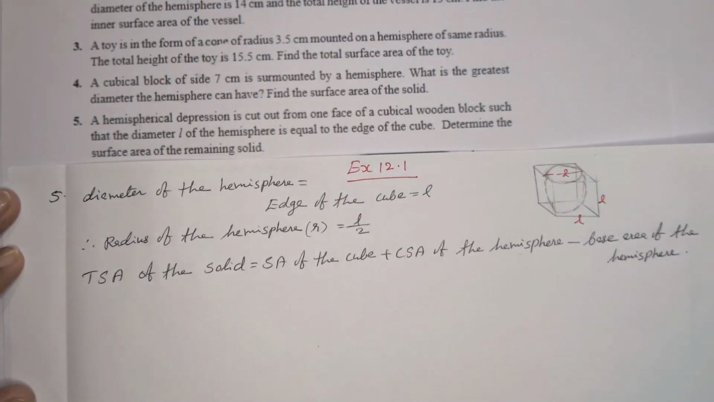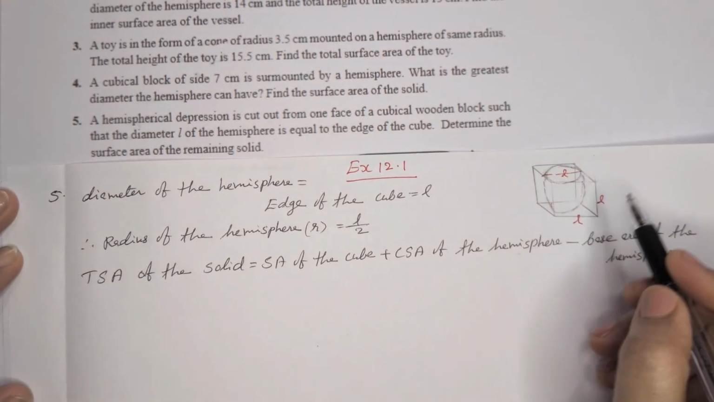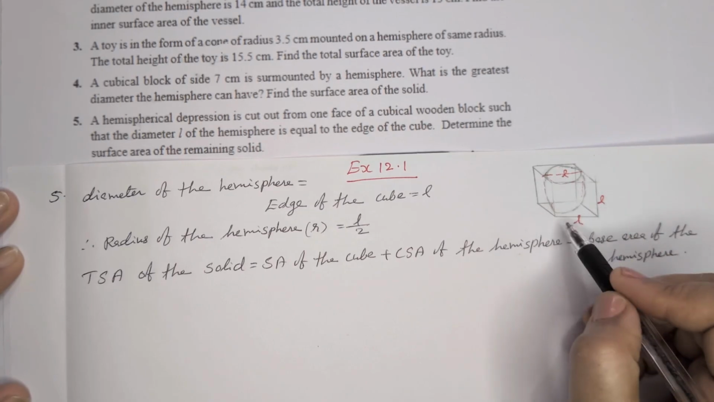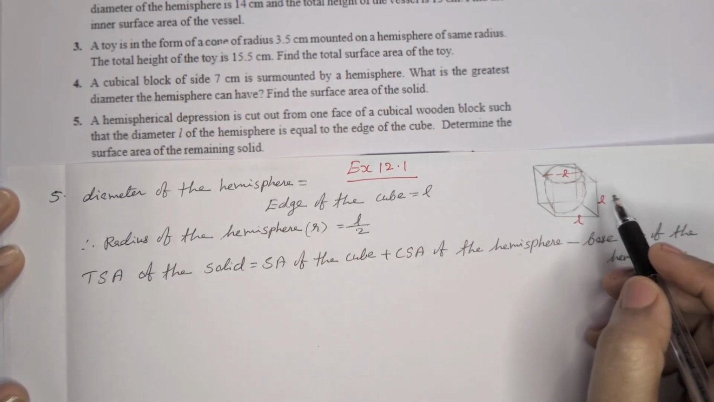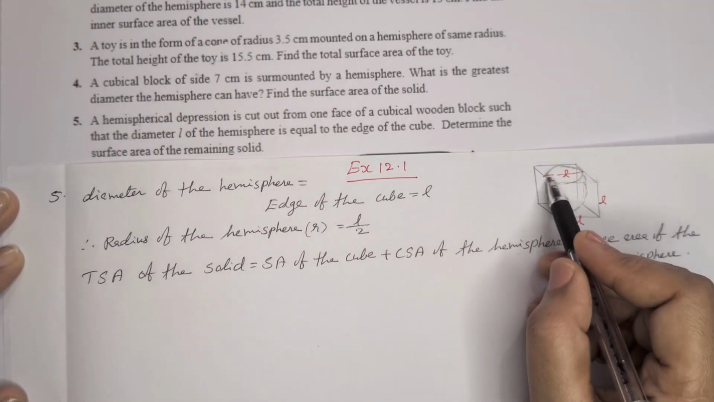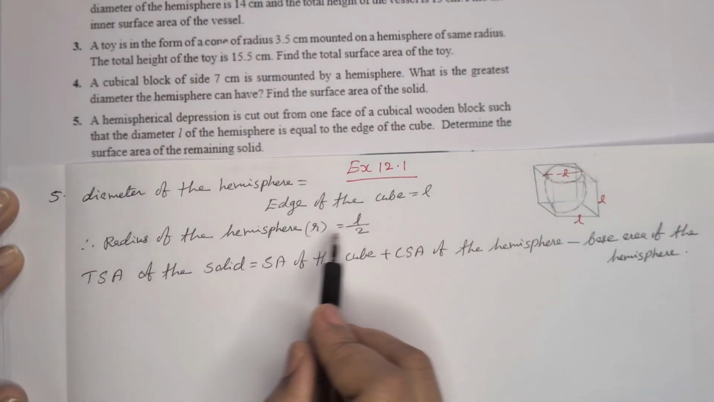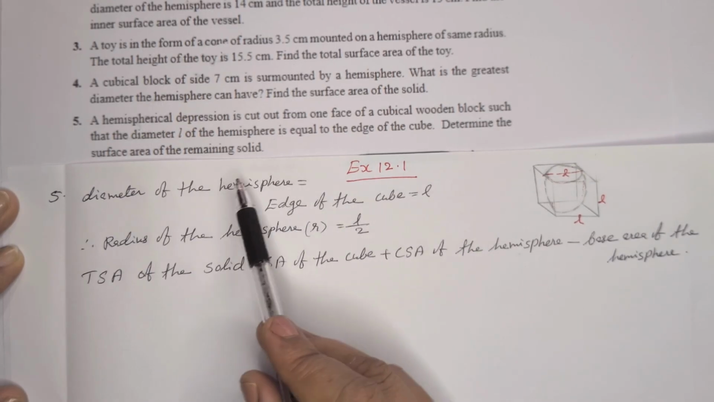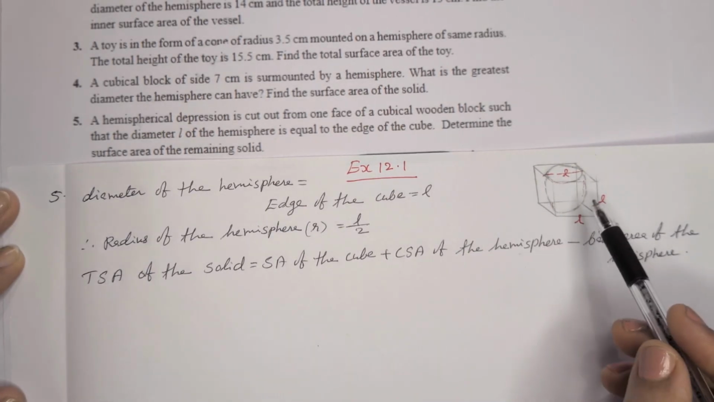So we can take diameter of the hemisphere is equal to edge of the cube. Diameter of the hemisphere is the same as edge of the cube. Cube means all sides are equal in length. So we can write that as equal to L. Then if the diameter is L, radius of the hemisphere is L/2. We have to find the surface area of the remaining solid.